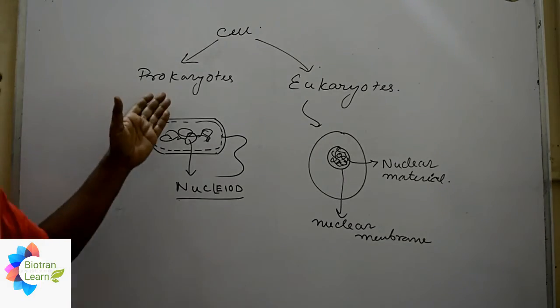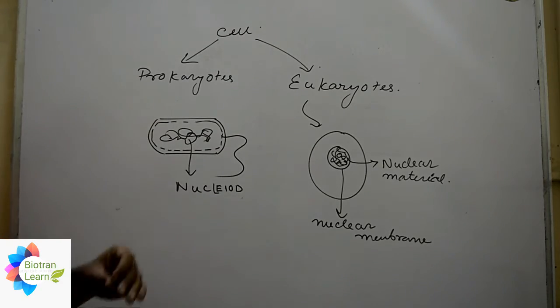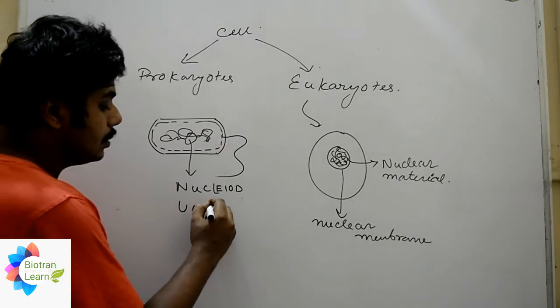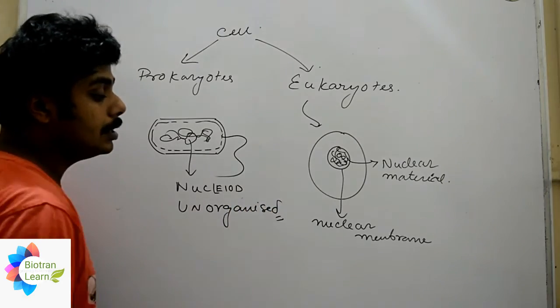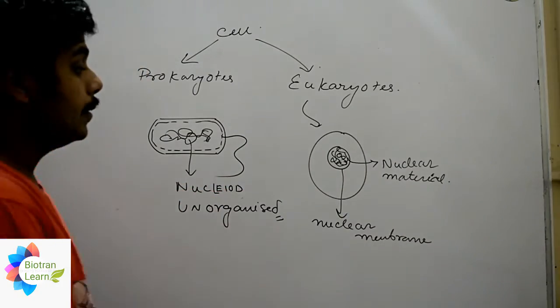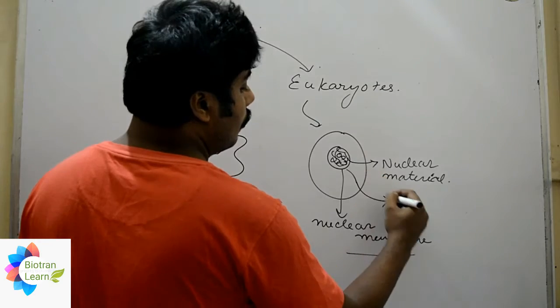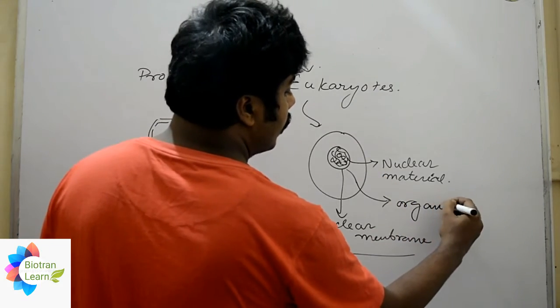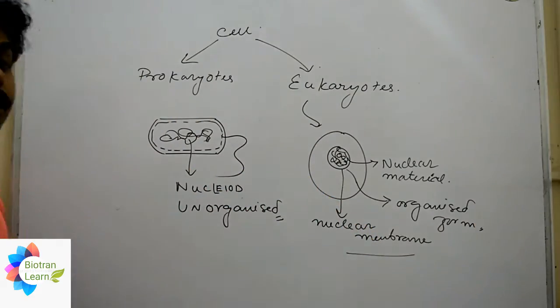So prokaryotes have their unorganized nuclear material in the form of a nucleoid, and the eukaryotic cell, containing nuclear membrane and nuclear material, will be in an organized form, right? So this will be the basic difference.